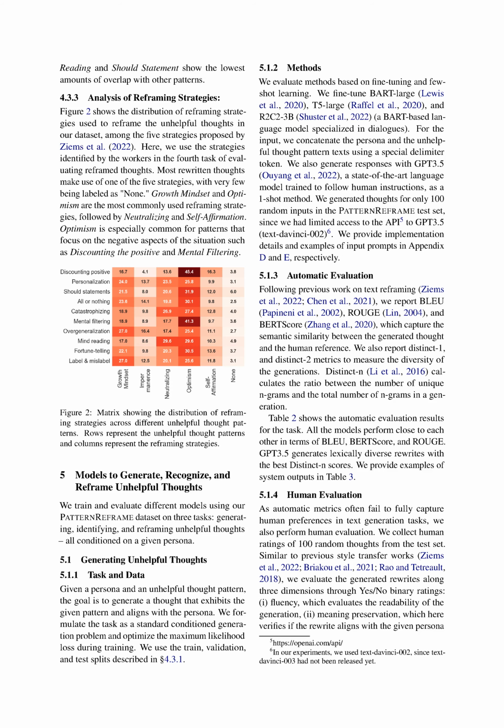We've also looked at the strategies used to rephrase the unhelpful thoughts in our dataset. Most rephrased thoughts use one of 5 strategies, with very few labeled as none. The strategies growth mindset and optimism are the most commonly used, followed by neutralizing and self-affirmation. The strategy optimism is particularly common for patterns that focus on the negative aspects of a situation, such as discounting the positive and mental filtering.